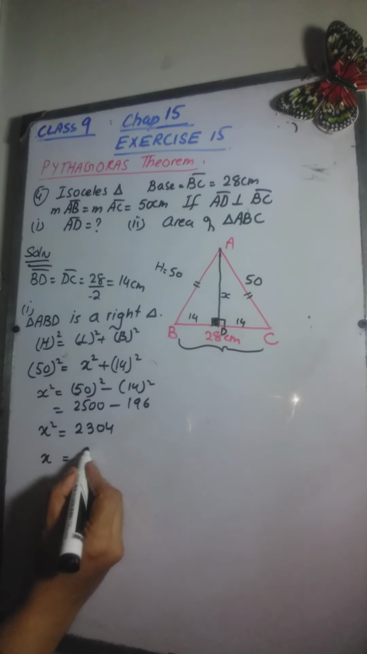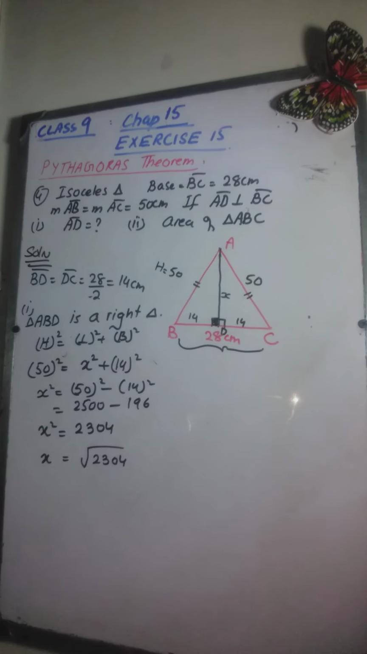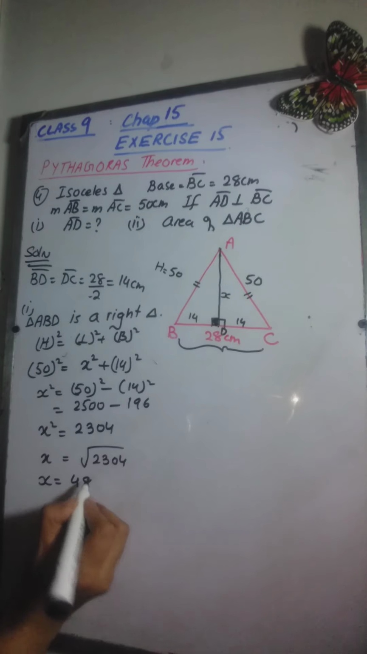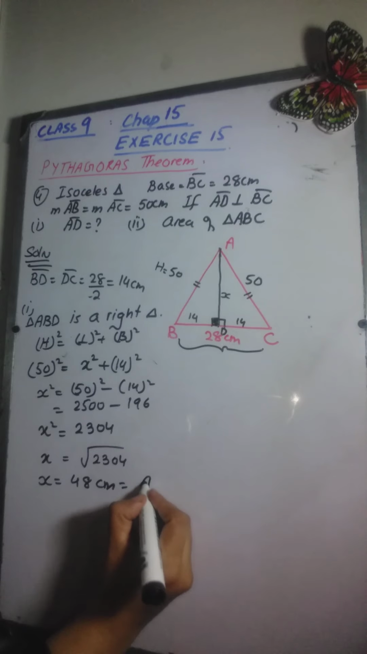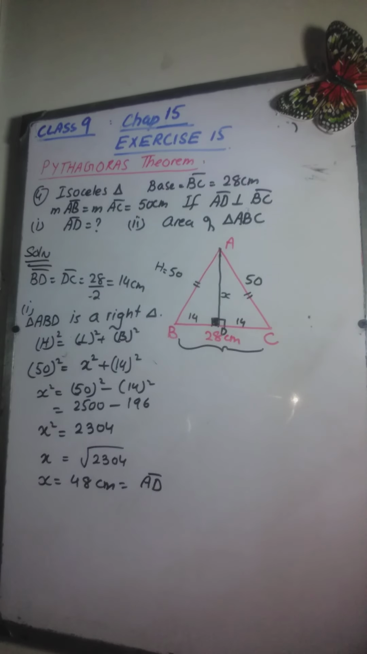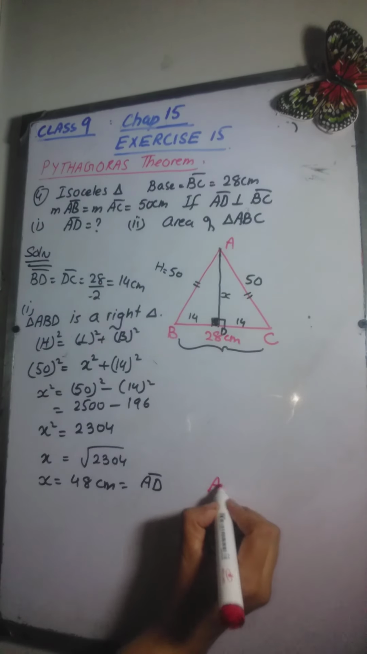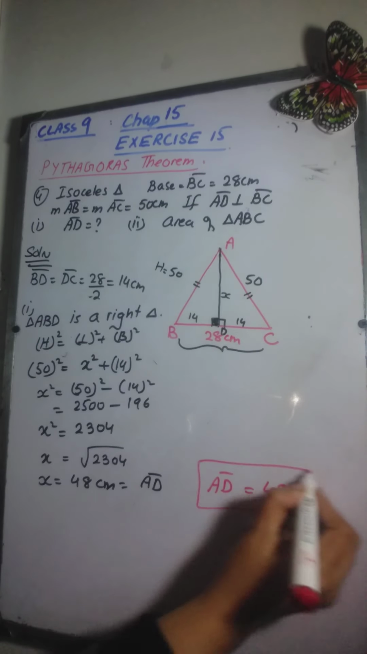So x square is equal to this number. Taking square root of both the sides, we are going to take the positive root only because x denotes a length, and a length can never be negative. Okay, so taking the square root of 2304, we will have x equals to 48. It means that this length x, which is AD, is equal to 48. So we have solved the first part of the question, in which they had asked us the length of AD, and AD is equal to 48 centimeter.